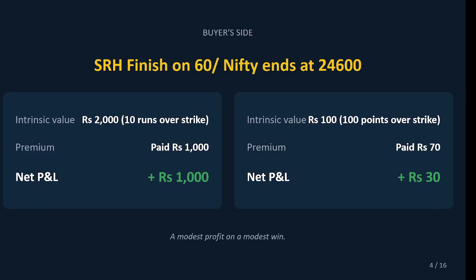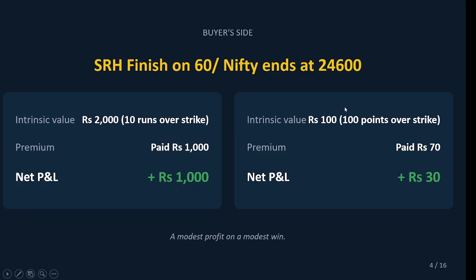So let me see what the intrinsic value and net PNL will be. Suppose SRH finishes on 60. In that case, intrinsic value is score minus strike. Strike was 50, score is 60, so 60 minus 50 is 10. 10 into 200 is 2,000 rupees. The premium that we already paid is 1,000. So PNL is intrinsic value minus premium, which means 1,000 rupees is the profit that we are making.